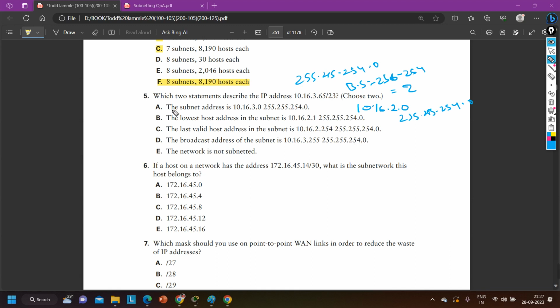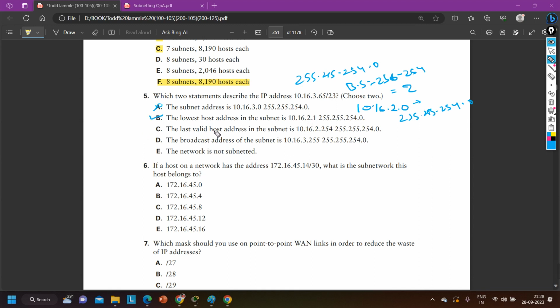See, the subnet address is 10.16.3.0. This one is incorrect. Yes or no? The lowest host address in the subnet is 10.16.2.1 and 255.255.255. Is this correct or incorrect? The first valid IP address will definitely be 2.1. This one is correct.